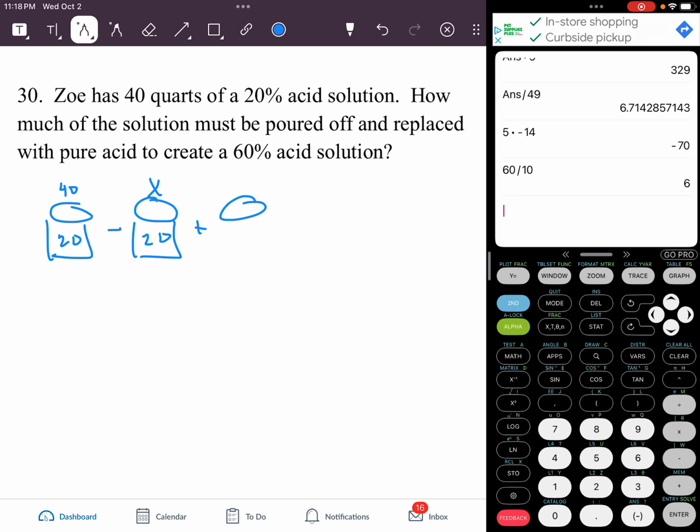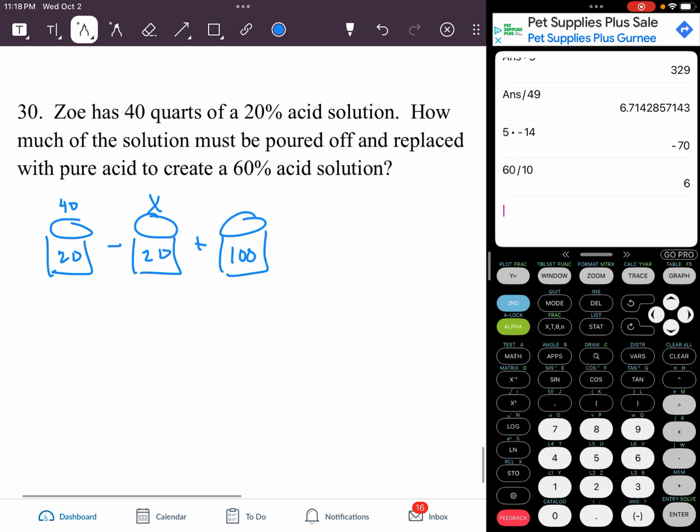Next, it says we're replacing it with pure acid. So we're in another bucket where they're replacing it. Pure must mean it's 100%. If it's not 100% and they call it pure, they're doing something wrong. How much we're replacing it with, we're not sure. Not told. So we're going to put x there. Then we're going to get a 60% solution. Now, what is the top number going to be? That's the big question. The top number always flows through these.